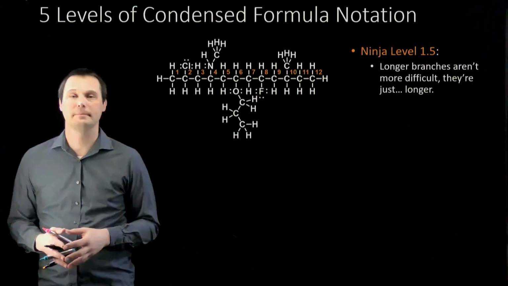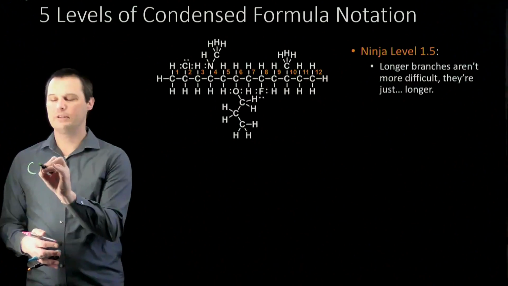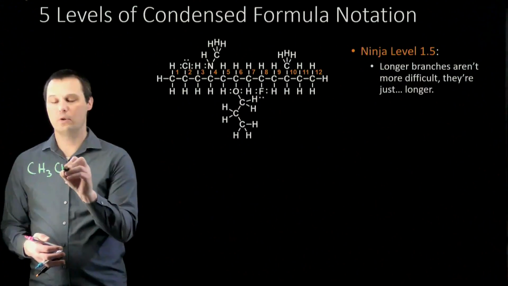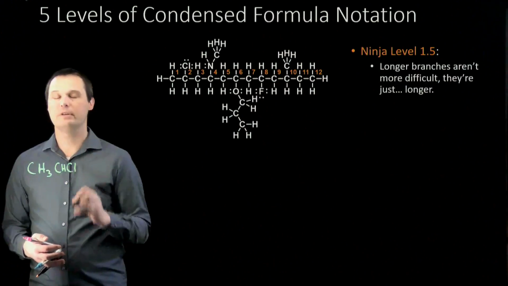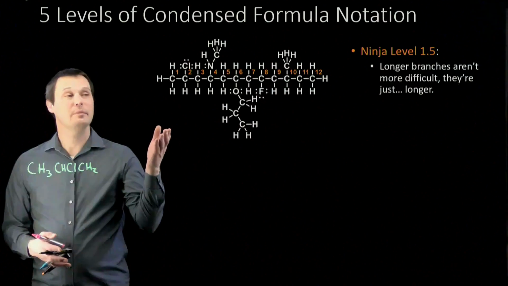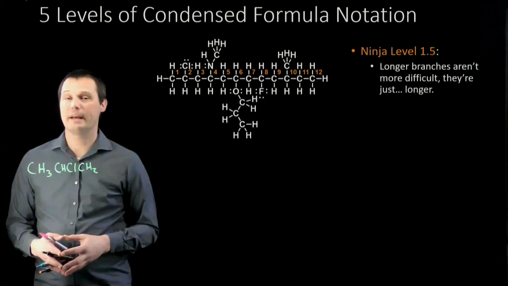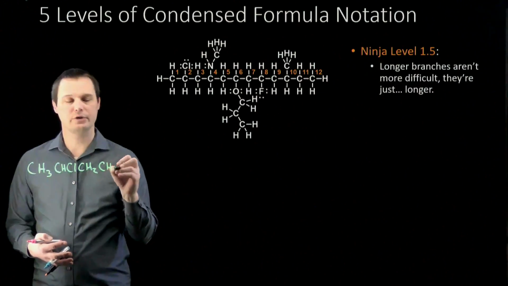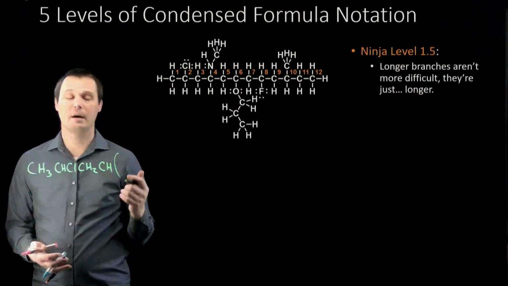We'll start with the first carbon. Carbon number 1 is a carbon with 3 hydrogens attached, so we'll start with the CH3 group. Next, we have a carbon with a hydrogen and a chlorine, so we write the carbon, the hydrogen, and the chlorine, just like we did in the previous example, followed by another CH2 group. And next, we have a carbon with a hydrogen and this amine group attached. It's a longer group, but we really don't treat it any differently. We start with the carbon and its hydrogen, and then in parentheses, we put the polyatomic substituent.